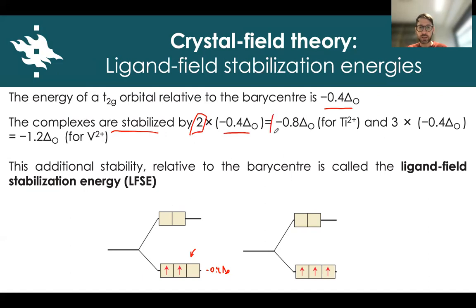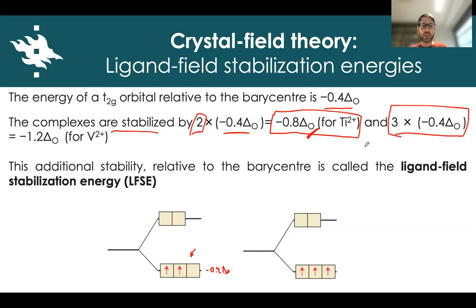Therefore, the complex is stabilized by minus 0.8 times the ligand field splitting parameter, or in the case of a 3D3 complex, 3 times minus 0.4 of the ligand field splitting parameter. So this gives the complex an additional stability, or an additional stabilization energy, relative to simply the electrostatic interactions, or the acid-base interaction, between the metal atom or ion and the ligand.